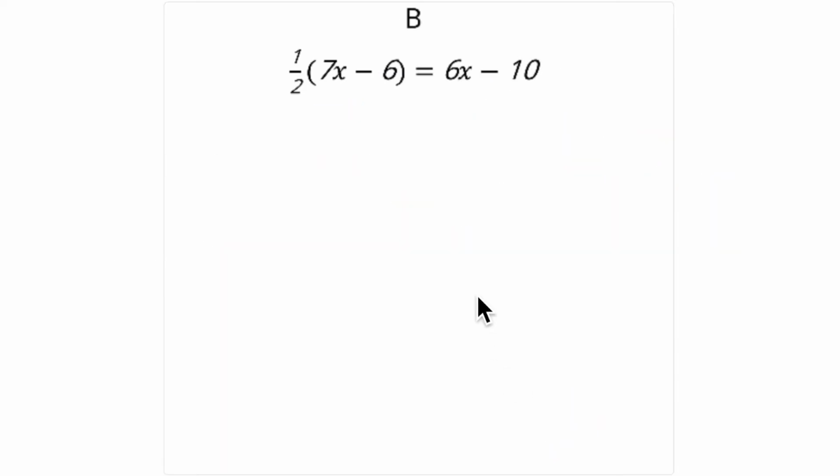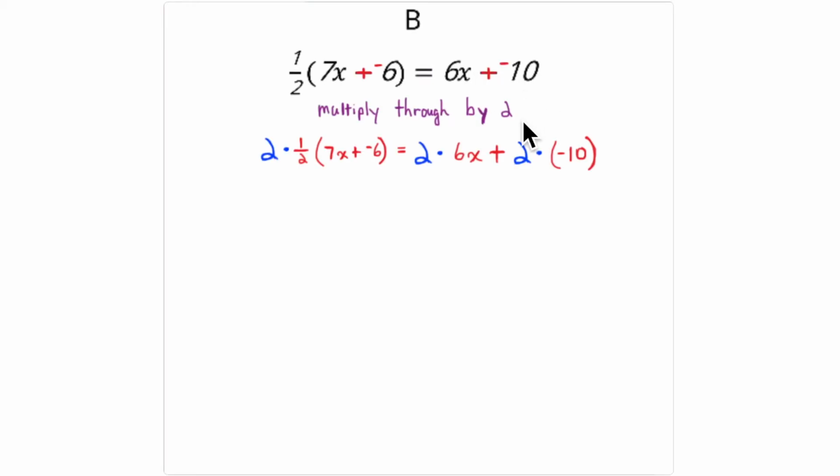But another way to solve this equation is to multiply through by 2 and get rid of the fraction. So 2 times 1/2 is 1. So now you're going to have one group here, but you also have to multiply each of these terms by 2. And remember, I'm going to change this to adding a negative 10 and adding negative 6. So 2 times 1/2, so you have half of a group. Then if you double that, you have one whole group. So that gives you 7x plus negative 6 equals 2 times 6x plus 2 times negative 10. So remember, you have to multiply 2 times each term.